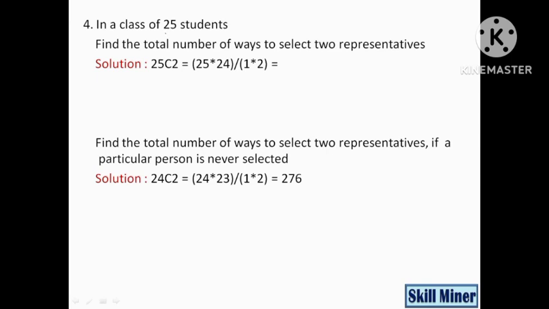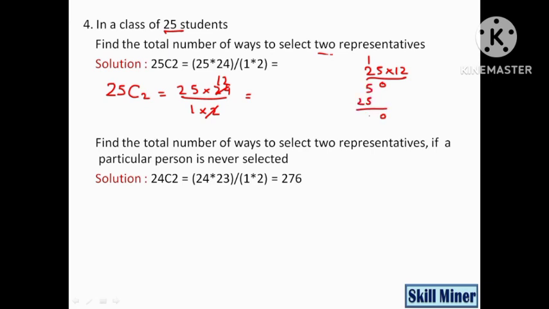In a class of 25 students, find the total number of ways to select two representatives. Okay. In a class of 25 students, the number of ways to select two representatives will be 25C2, which is equal to 25 into 24 divided by 1 into 2, 25 into 12 is 300. There are 300 ways to select two representatives from a class of 25 students.